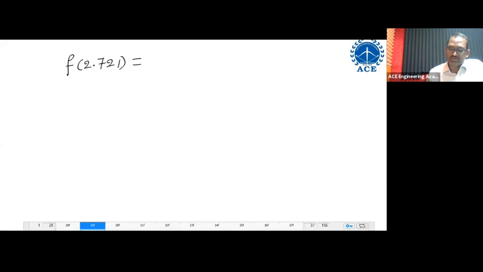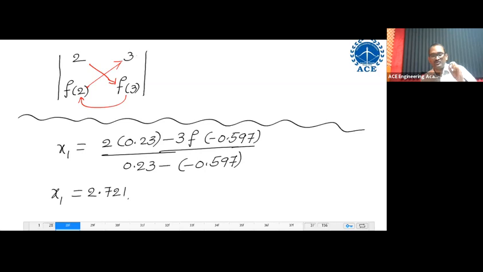Minus 0.017 or 0.016, both are correct, no issue. Minus 0.017. 3 decimal places more than enough. Now you observe, earlier f of 2 and f of 3 are of opposite signs.